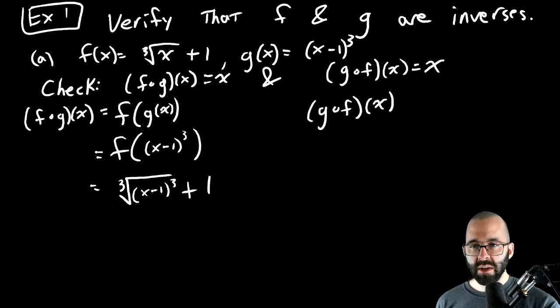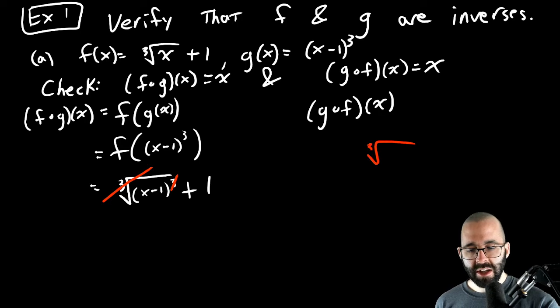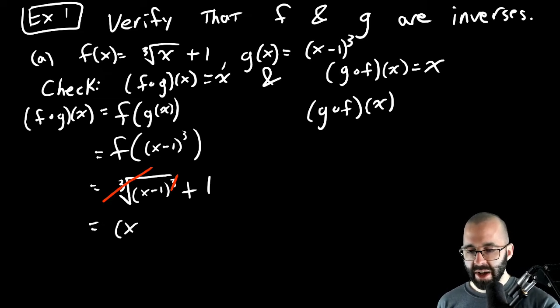Now be very careful here. We do have some cancellation. The exponent cancels with the whole radical. It's not just the 3's that cancel. It's the exponent of 3 with the cubed root. This cubed root is one thing. So it doesn't become a square root or anything. Okay? So this does just cancel to become x minus 1.